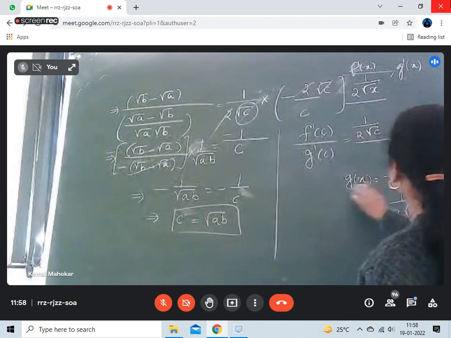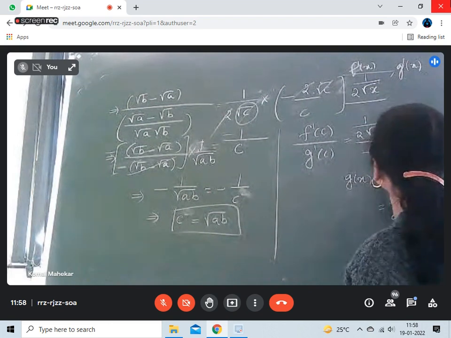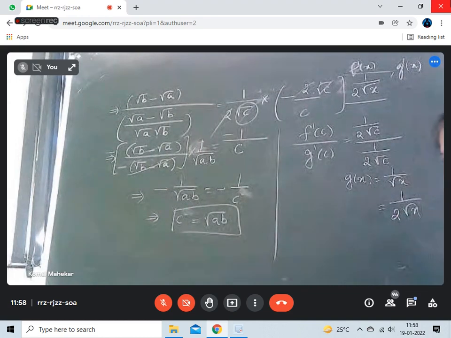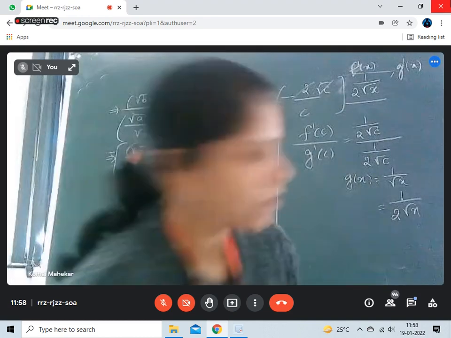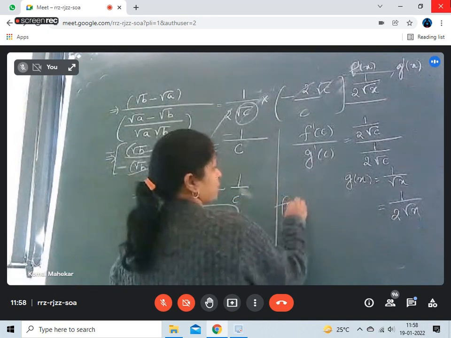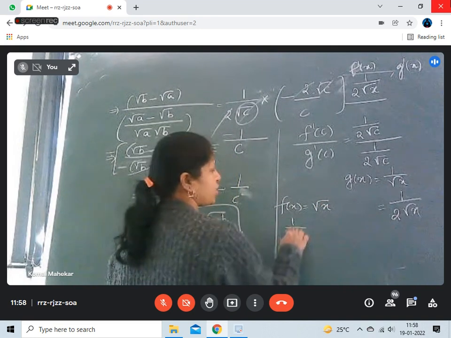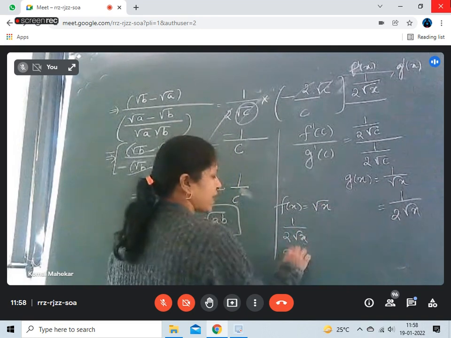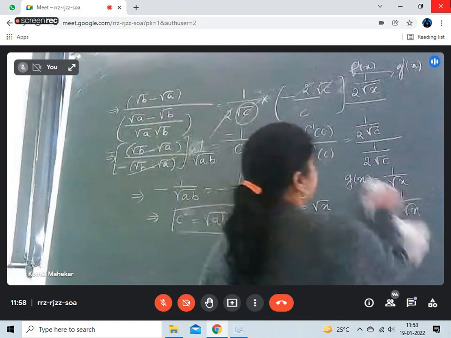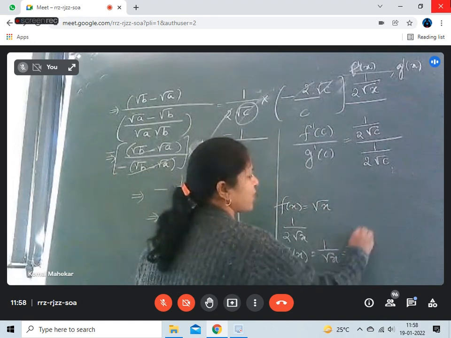And this is g dash x. g of x is 1 upon root x. Its derivative is 1 upon 2 root c. The function is the same, right? f of x is root x. What is f of x? It is root x. Root x, its derivative is 1 upon 2 root x. And what is g of x? It is 1 upon root x. So we can take its derivative like this. This becomes x raised to minus half.